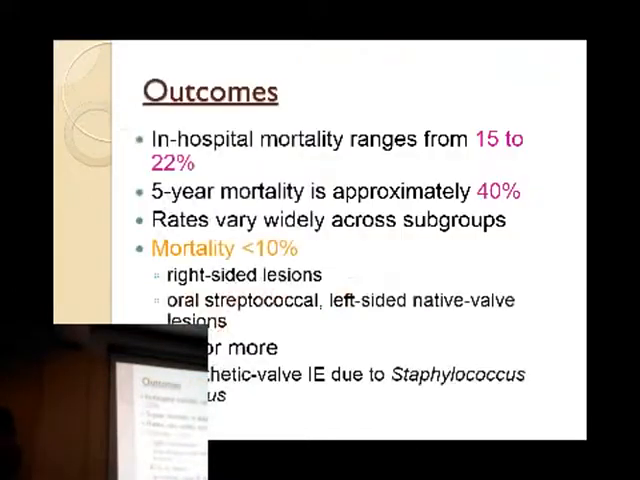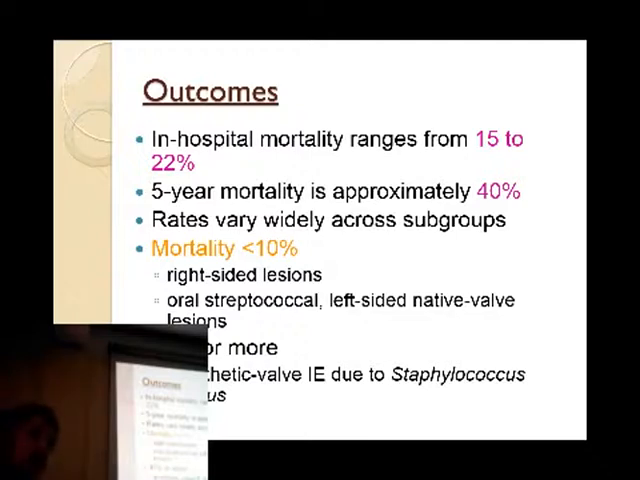So what is the outcome? In-hospital mortality ranges from 15 to 22%, while 5-year mortality due to the valve damage and cardiac damage goes up to 40%. The mortality is lower than 10% if it is a right-sided lesion and the organism is more innocent, like oral streptococci, or if it is left-sided, a native valve.